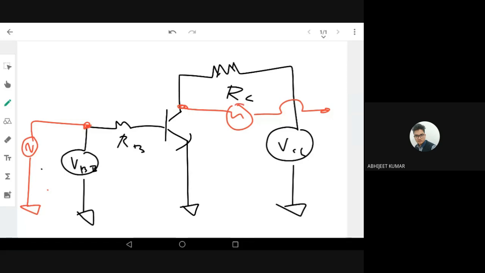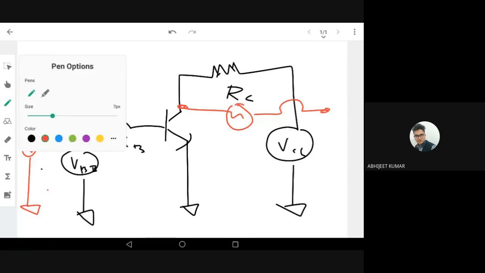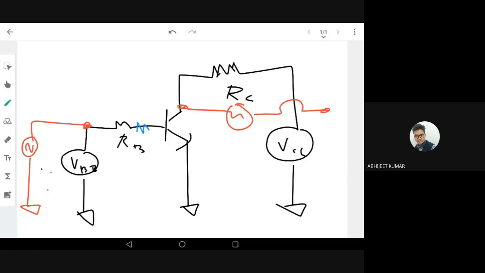Why am I giving it to the base? Because this will vary my base current. A slight variation in base current will be reflected in the collector in an amplified way, so I'll get an amplified output. This is what I want, but here some problems can happen.